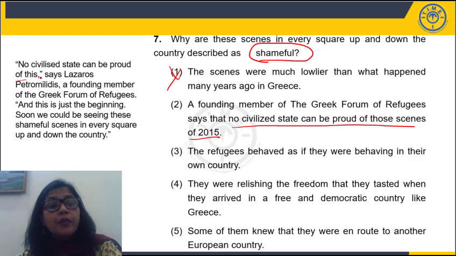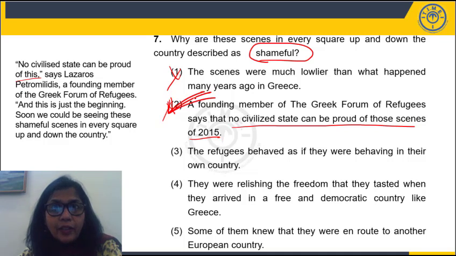No state can be proud of this, what is happening now. Right? Fine. Wrong or right? This can be a correct answer, right? As of now, if you don't find a better worded one.